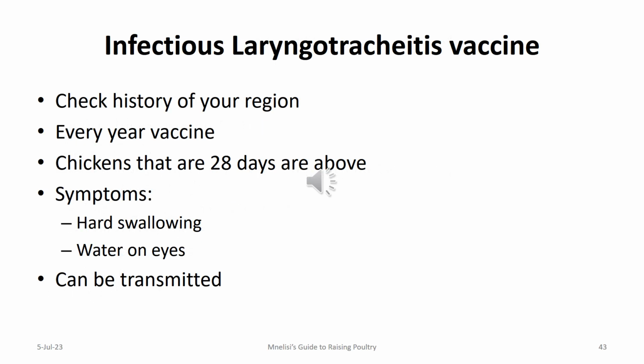Infectious laryngotracheitis vaccine. Before buying the vaccine, you need to check the history of your region for this disease. You need to vaccinate your chickens every year, chickens that are 28 days and above. The symptoms for this disease are hard swallowing, water on eyes. This disease can be transmitted.